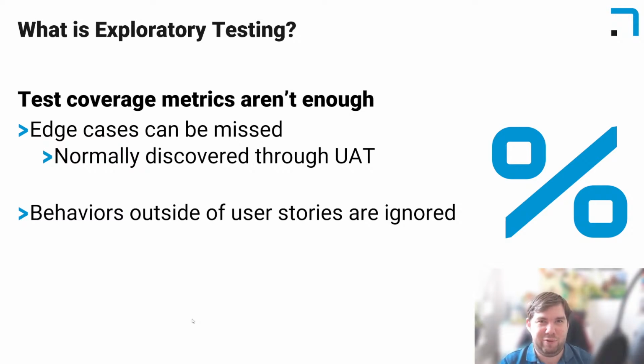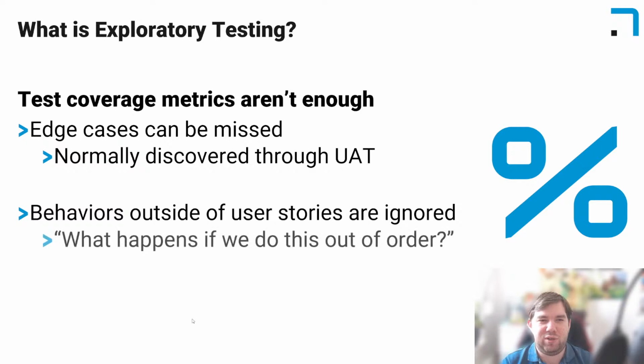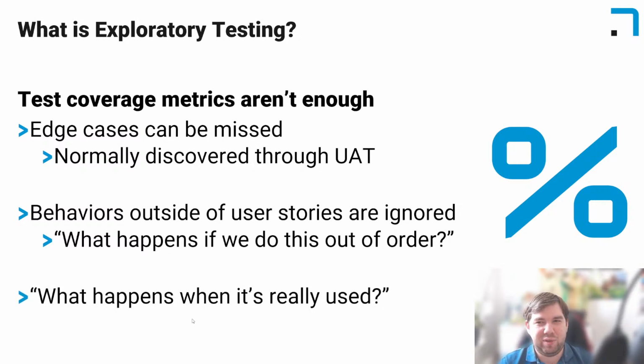Another thing we may find is that behaviors outside of user stories are kind of ignored. There's so much emphasis and focus placed on user stories themselves that we don't always, at least from a developer point of view, think about what happens if the user story isn't followed. Meanwhile, as testers, we need to think, well, what happens if we do this out of order? What happens if we don't complete this step? What happens if we skip steps? Because as testers, what we really want to know is what happens when the software is really used. And that's where exploratory testing shines, and that's where we have this great priority for exploratory testing.